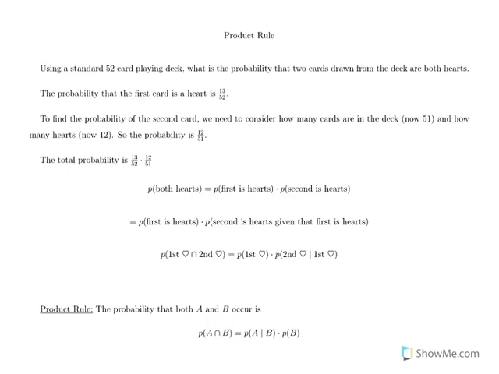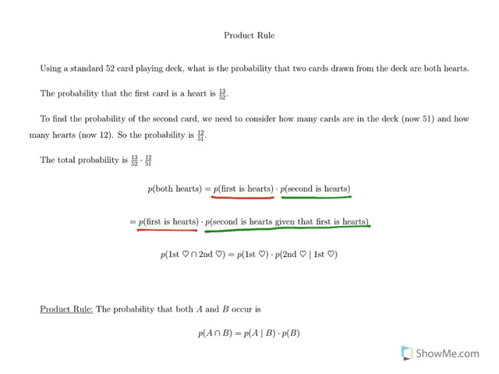The probability that we had both hearts, we could think about as the probability that the first card is hearts times the probability that the second card is hearts. Another way to say that is the probability that the first card is hearts times, not necessarily the second card is hearts, but the probability that the second is hearts given that the first card is a heart. That is our conditional probability.